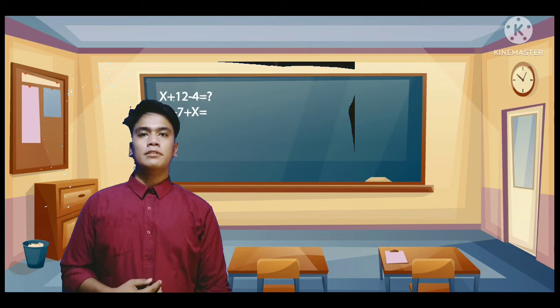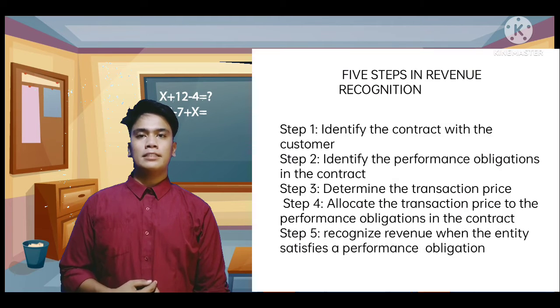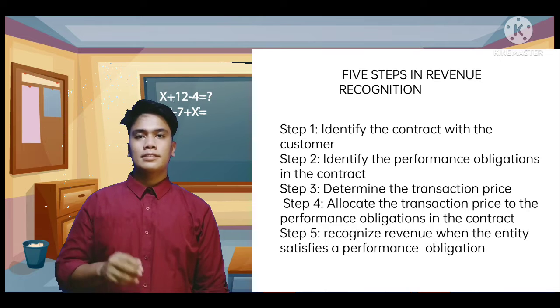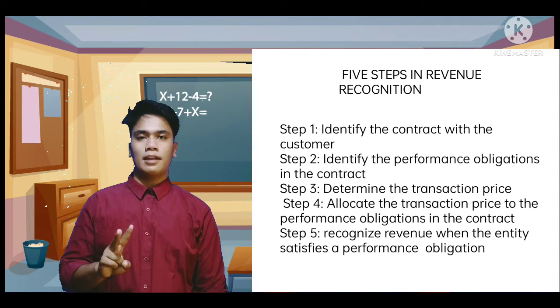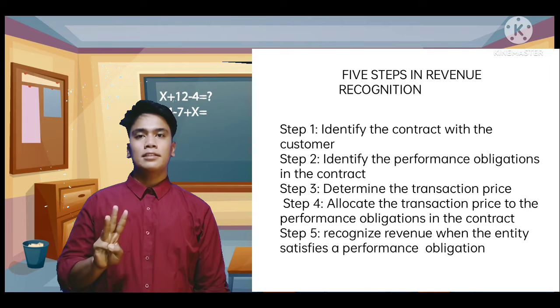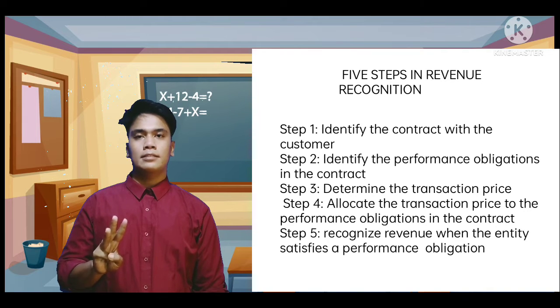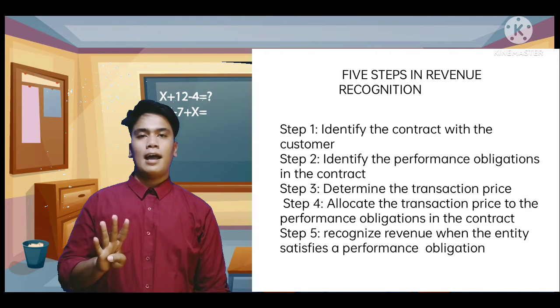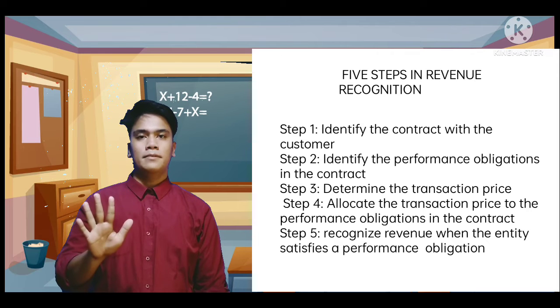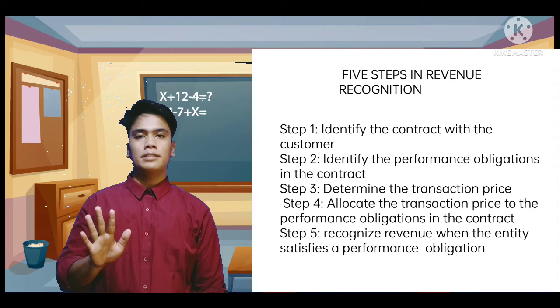In revenue recognition, an entity applies 5 steps. Step 1, identify the contract with the customers. Step 2, identify the performance obligation in the contract. Step 3, determine the transaction price. Step 4, allocate the transaction price to the performance obligation in the contract. And lastly, step 5, recognize revenue when the entity satisfies a performance obligation.